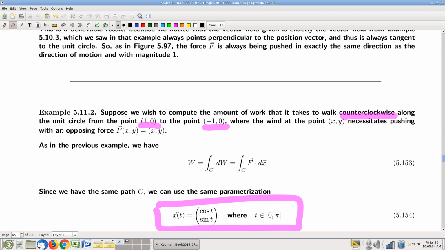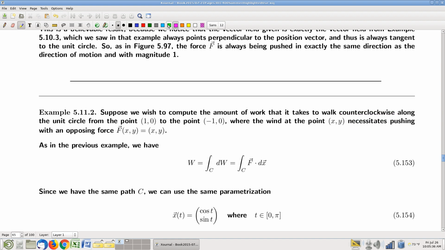Okay, this time the wind necessitates pushing. So pushing with an opposing force. This is my opposing force that I'm applying. I don't need to put in an extra minus sign. And that force is x comma y. All right, so we have a different vector field to plug into.